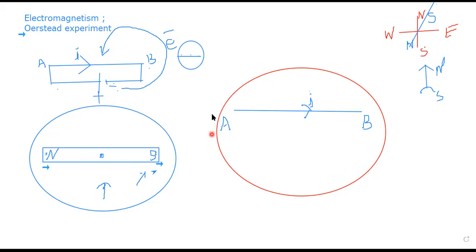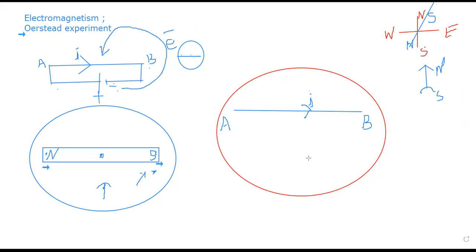Now, coming to the Oersted experiment. An amount of current I is flowing through this conductor A and B. Oersted discovered that a magnetic field is developed around this conductor. So we have shown the magnetic field also. Now we have to prove that there is a magnetic field around this conductor. For that we place a magnetic needle here.